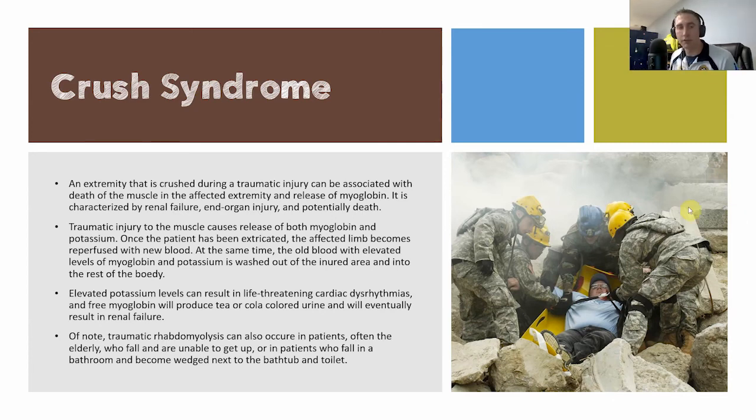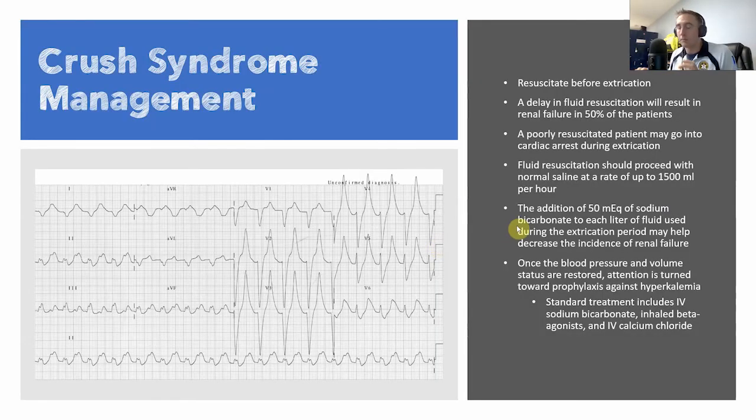So how do we treat this? Well, the goal is to resuscitate before extrication. Most of the stuff that we talk about is resuscitate before you intubate, resuscitate before extrication. If you delay fluid resuscitation, 50% of the patients will have renal failure. And if you fail to properly resuscitate them before they are released, they may go into cardiac arrest during the extrication process. So we want to give that initial fluid resuscitation, and then we continue a fluid drip or maintenance during transport.